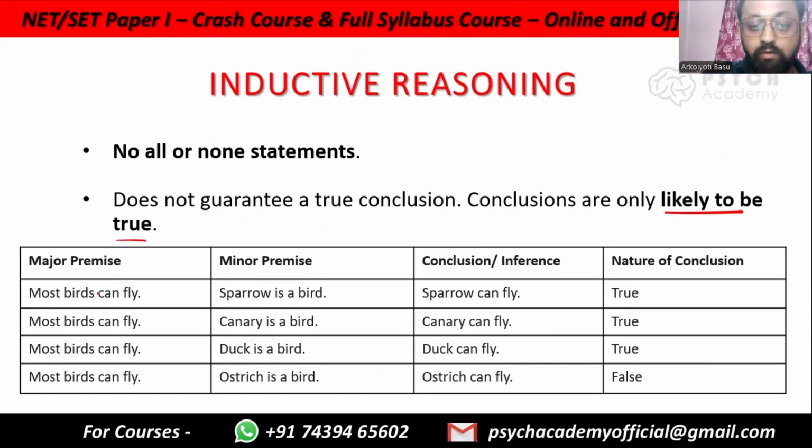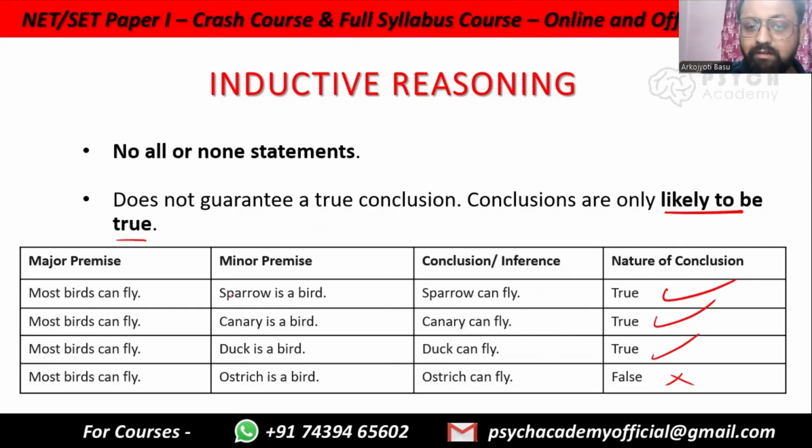Example, most birds can fly. All the major premises are the same. Sparrow is a bird, sparrow can fly. Nature of conclusion, true. Canary is a bird, canary can fly. True. Duck is a bird, duck can fly. True. Ostrich is a bird, ostrich can fly. False. You see, reasoning is valid here. So even though for inductive reasoning we talk about cogency rather than validity, let's still take that reasoning is at least strong out here. It makes sense.